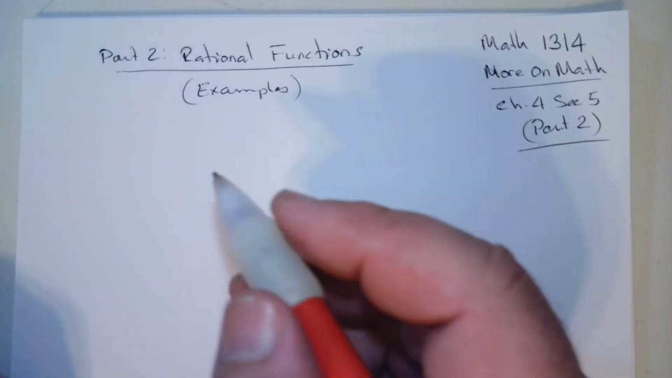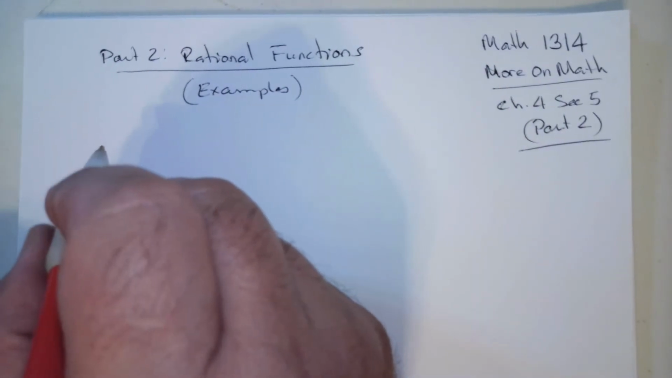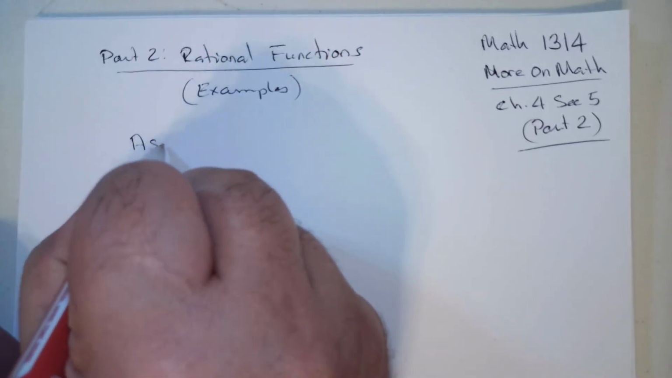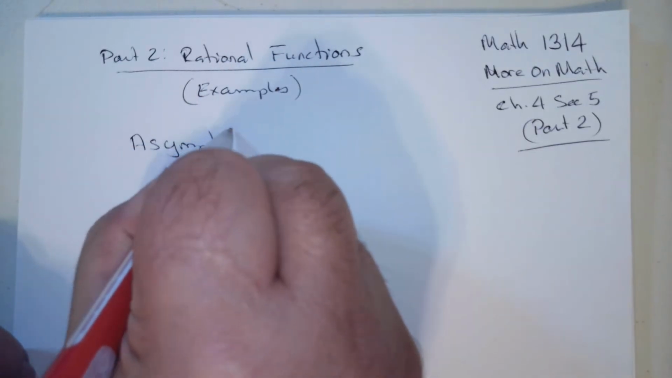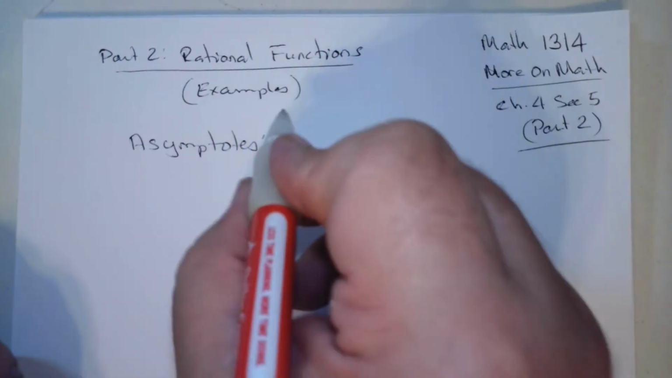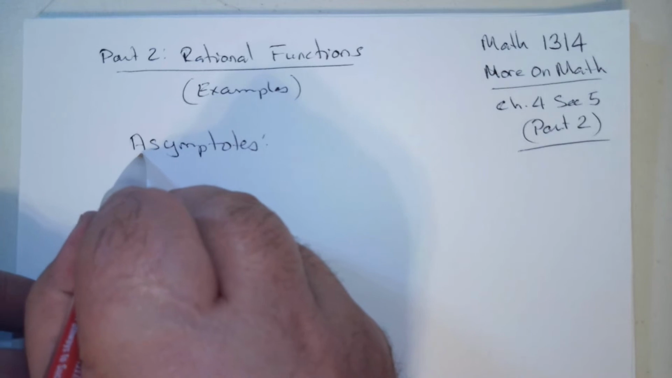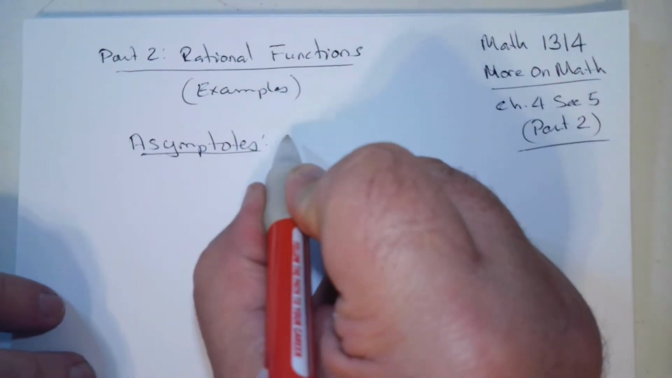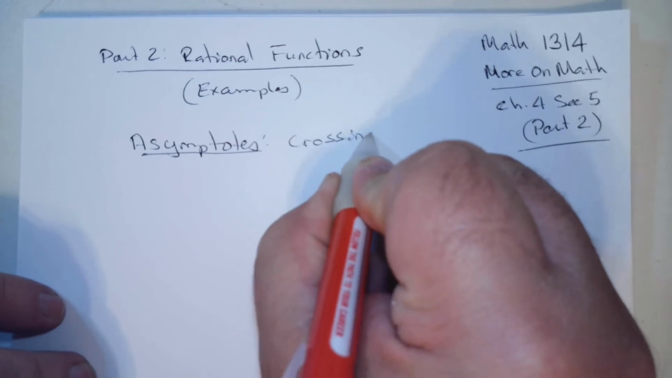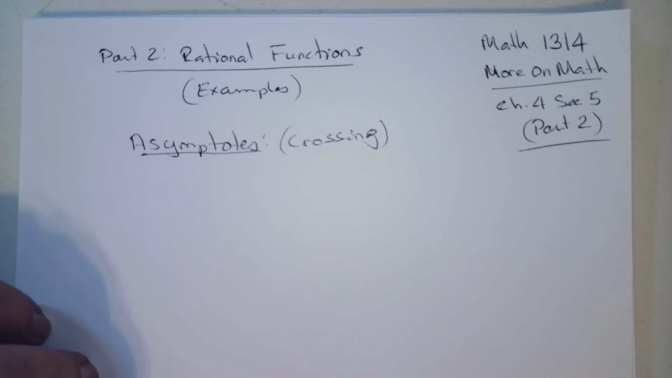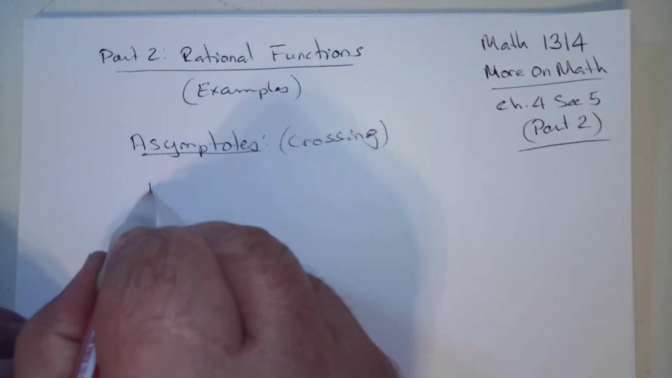So before we do the examples, remember, when we talked about asymptotes, we said that for vertical ones you can't cross them, and horizontal ones, okay. Which ones can you cross? Because a lot of students always ask me, well, can you ever cross an asymptote? Well, yes, you can, but not all of them.